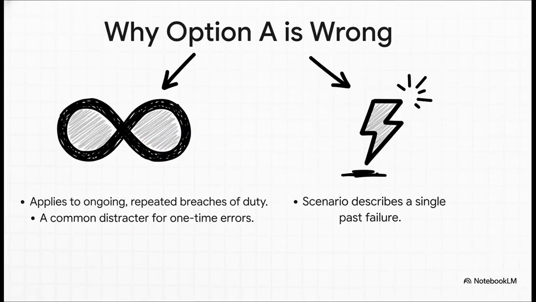So why doesn't it work here? Well, the idea of a continuous breach is for problems that keep happening over and over again. Think about a factory that's illegally dumping waste into a river every single day. That's a continuous breach. But our scenario is about a single mistake that happened in the past. The consultant failed to spot a defect once. It's not an ongoing problem, so this doctrine just doesn't fit.